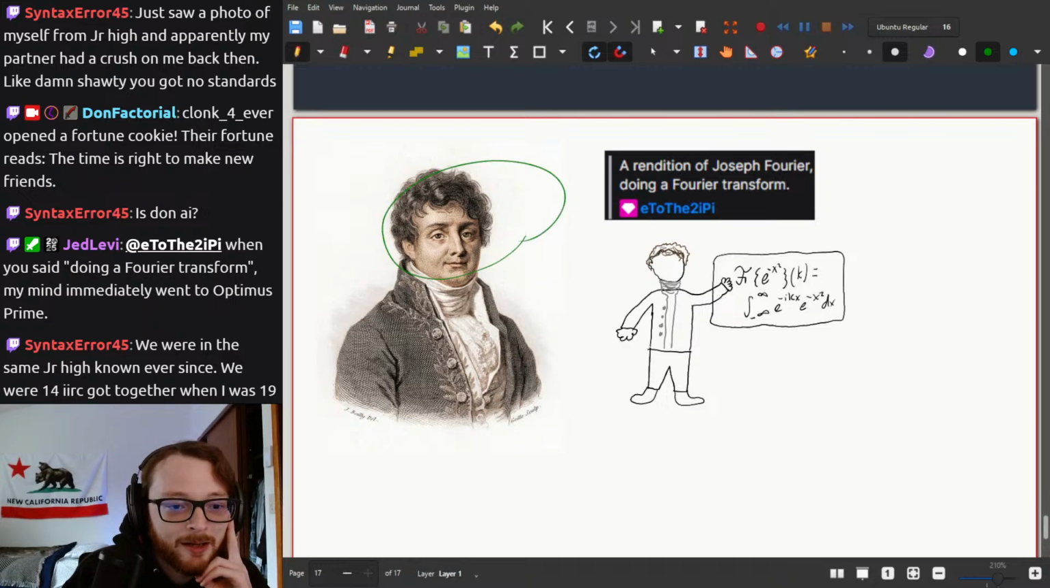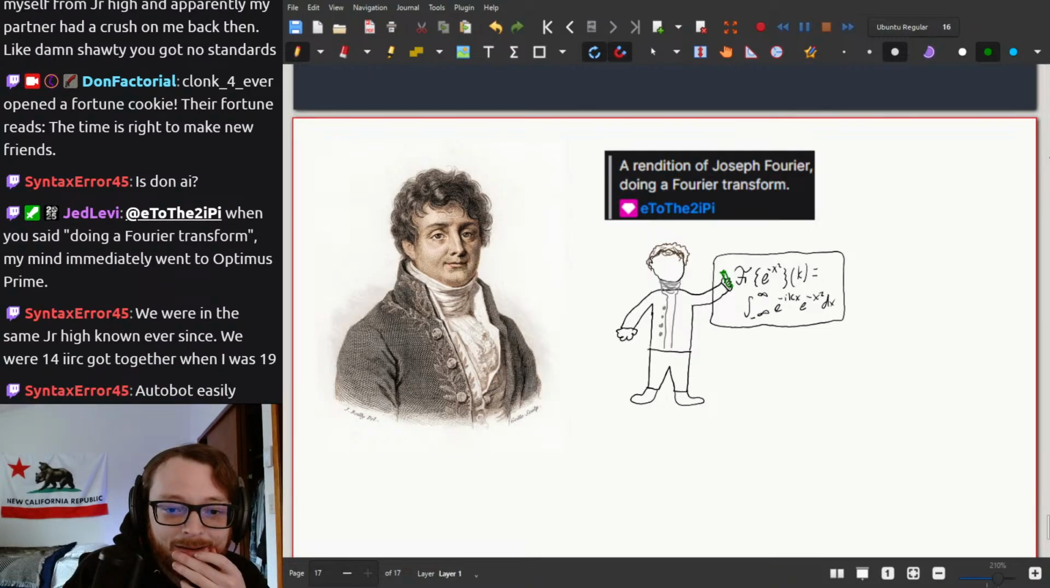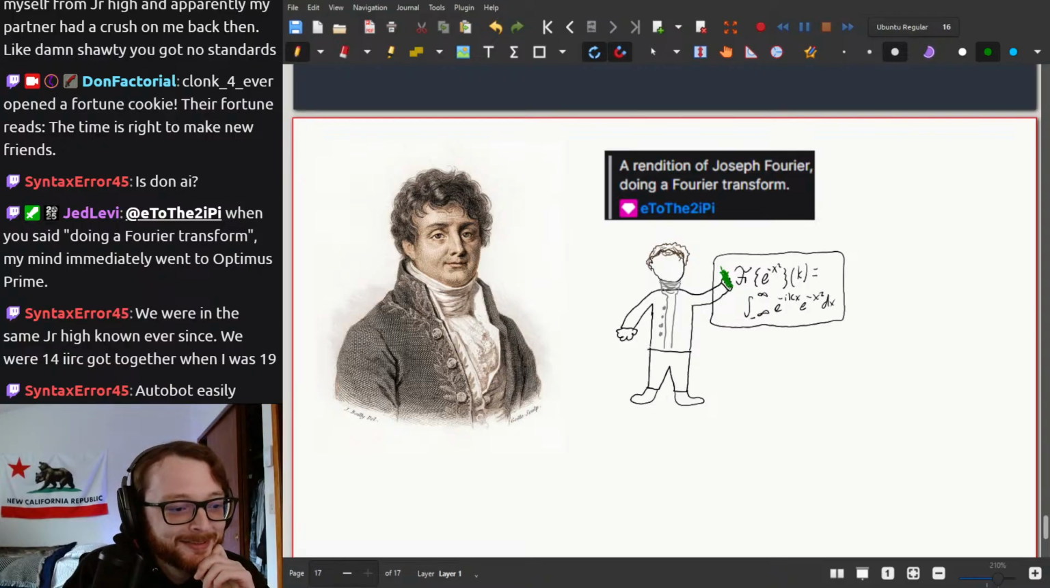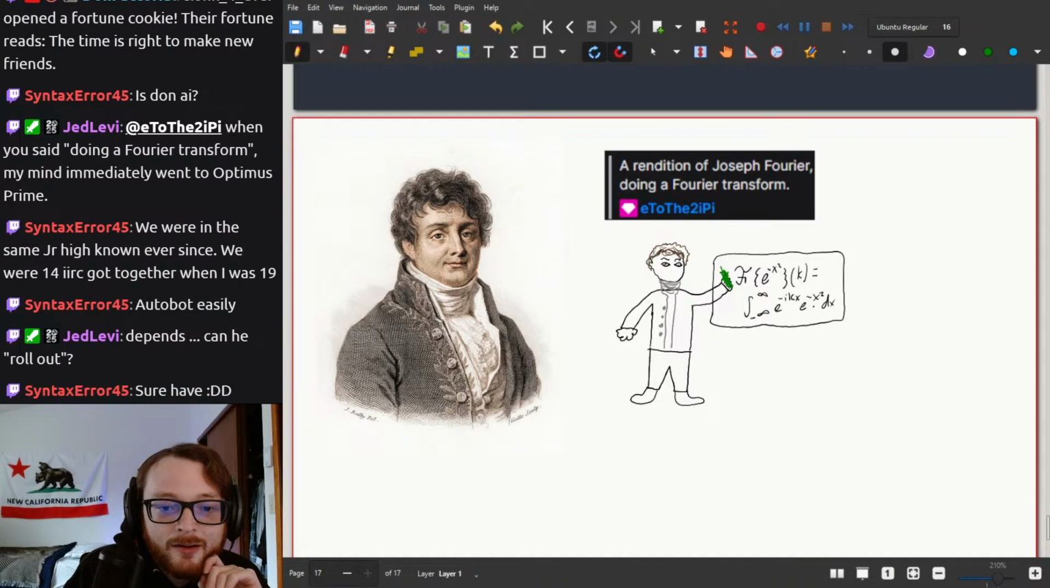I feel like he would be a minion for the Decepticons. Autobot easily. We're in the same junior high, known ever since we were 14. Got together when you were 19. Wow. You guys have known each other for a minute. He's got kind of cat eyes, but it's okay. He's got kind of like a Mona Lisa smile, kind of, kind of not. Oh my god, that nose.